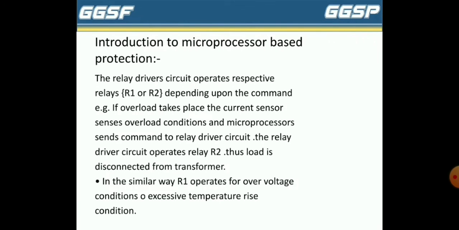For example, if overload takes place, the current sensor senses the overload condition and the microprocessor then sends a command to the relay driver circuit. The relay driver circuit operates relay R2. Thus the load is disconnected from the transformer. In a similar way, R1 operates for over voltage conditions or excessive temperature rise conditions.